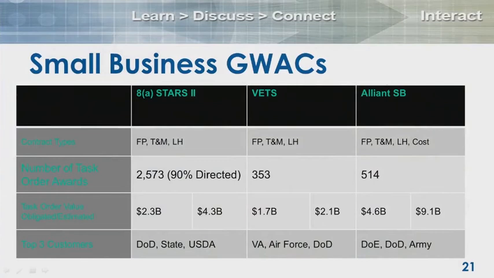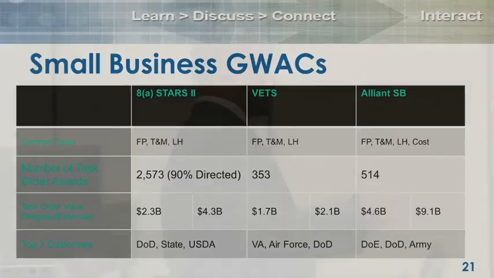Next slide, we talked about contract types. We've got the different contract types across the top of the board. The one thing I would like to point out is that Alliance Small Business allows for cost reimbursement type contracting. You guys doing a lot of cost type contracting here? Yes, no, maybe. Well, if you do have the need for cost reimbursement type contracting, it can be done on the Alliance Small Business GWAC.